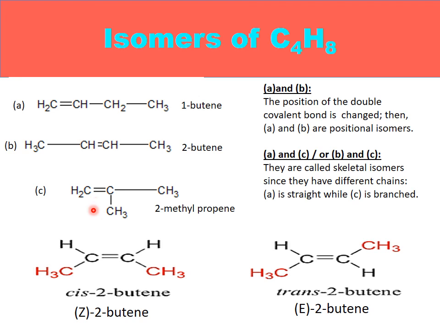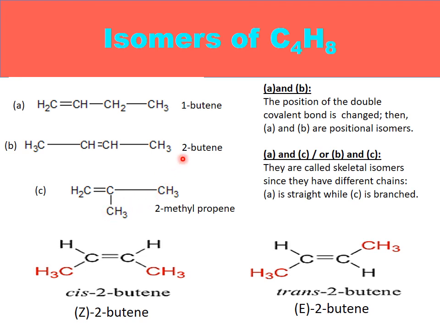Now, let's move to stereoisomers. Only 2-butene has stereoisomers, since in 1-butene, in the first example, the first functional carbon atom is attached to identical groups that are 2 hydrogen atoms. And the same in 2-methylpropene, the first functional carbon atom is attached to 2 identical groups, 2 hydrogen atoms, and also the second functional carbon atom is attached to 2 identical groups, 2 CH3.